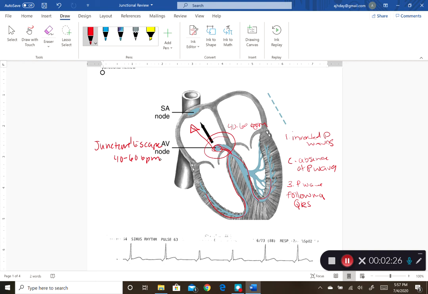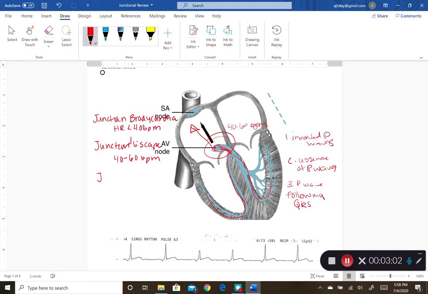Now, if it's slower than that, if it's slower than 40 beats per minute, we call that junctional bradycardia. Bradycardia meaning that it is slow for that pacemaker site, and it's below that normal intrinsic rate of the pacemaker site. So bradycardia in a junctional rhythm is going to be less than 40 beats per minute, whereas in a sinus rhythm it's less than 60 beats per minute. This just means that it's slower than the normal intrinsic rate of that pacemaker.